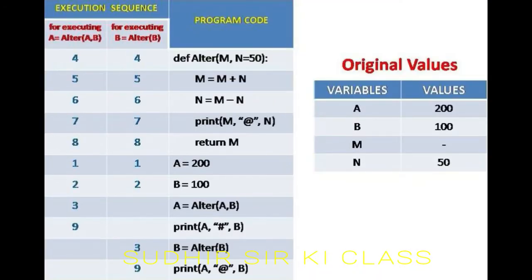Now see this screen very carefully. On the right hand side, you can see a table in which I have shown you the values of different variables. Right now we are having the values of A and B as 200 and 100 respectively. M is not having any value. N is having a value 50.